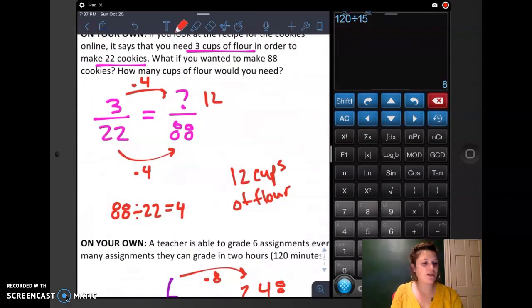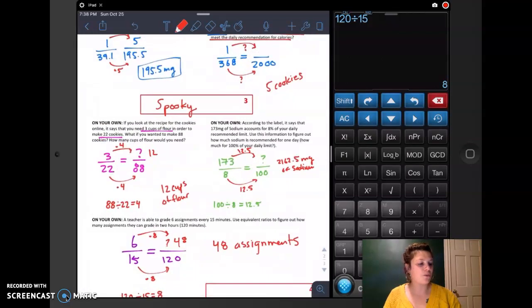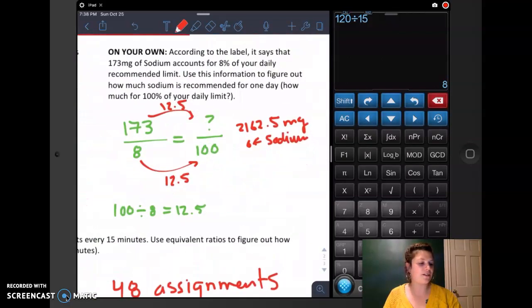But this one started with that same recipe again, but we wanted 88 cookies at the end. So I had to figure out what number we multiply 22 by to get 88. Maybe that one's not super obvious to you. So we use the magic of division to go backwards and figure it out. If you don't know what to multiply by, you can use division. The bigger number divided by the smaller number tells you what you want to multiply by. So 12 cups of flour for 88 cookies.